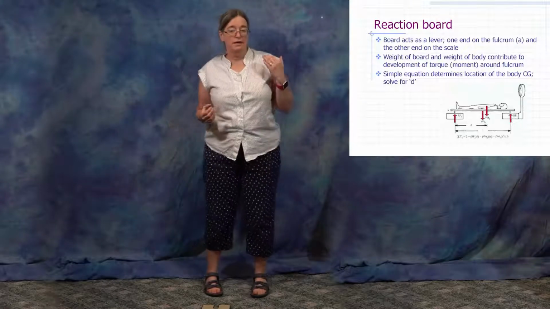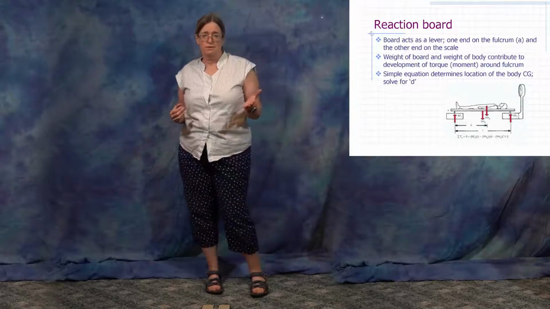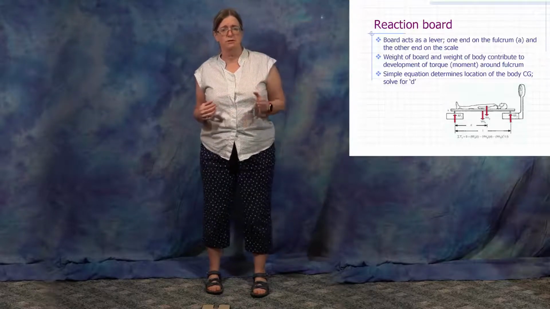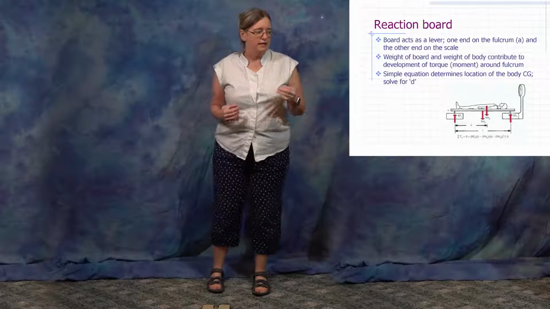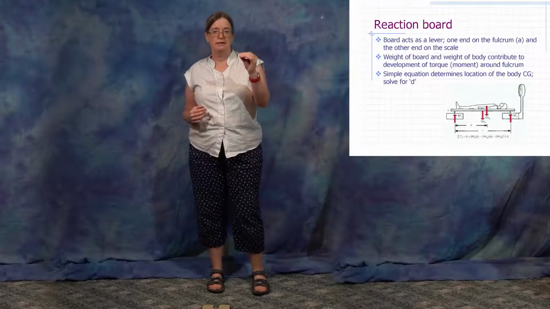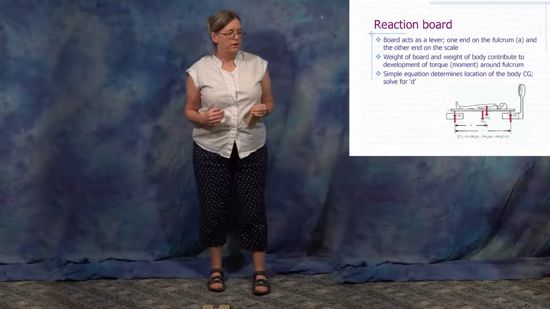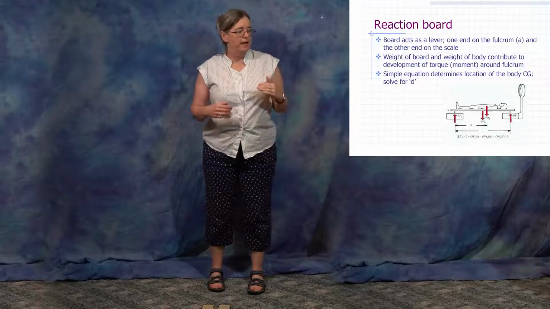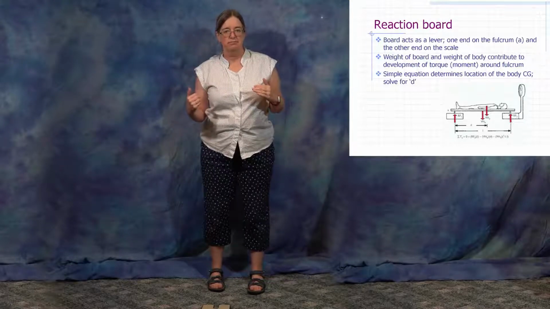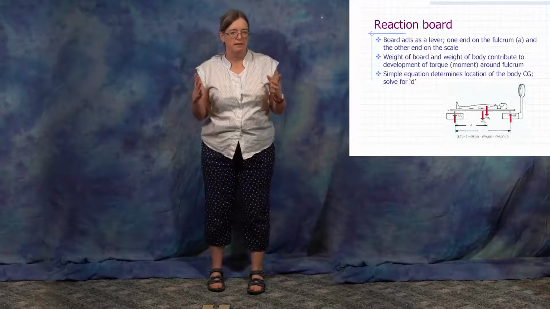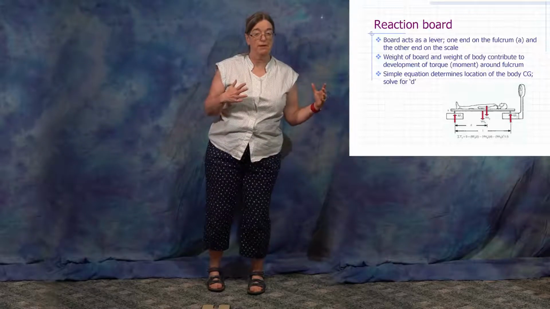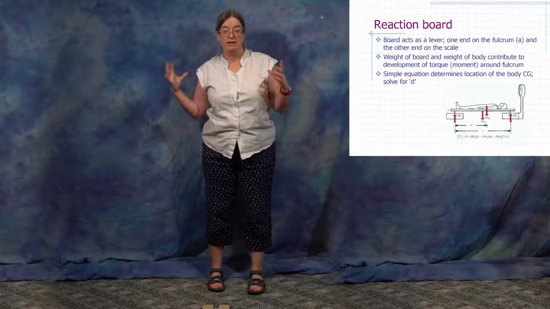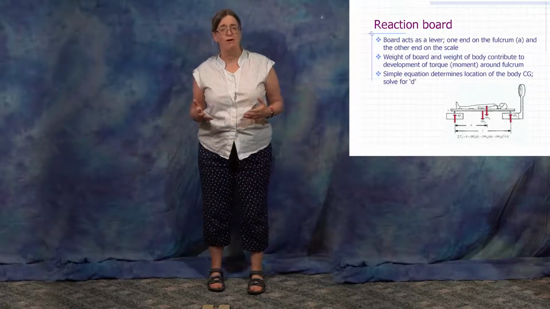So the next one is a reaction board that was used. And this was a way to actually find where that center of gravity is. Again, the board acts like a lever. One of the ends is the fulcrum, the end A, and the other one sits on a scale. Nobody has to balance in this one. This is the advantage of this over the balance board. It's very similar to the balance board, but because we have a scale in there, we don't actually have to balance, and you just saw how hard that can be.